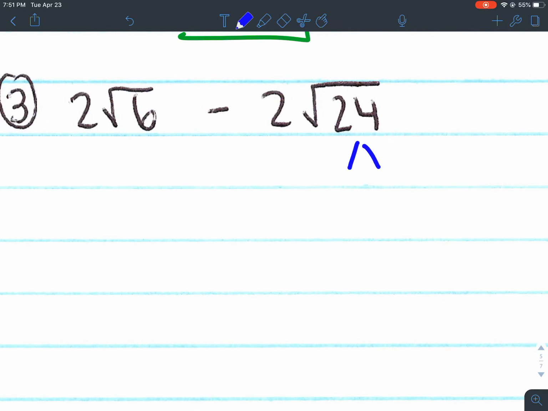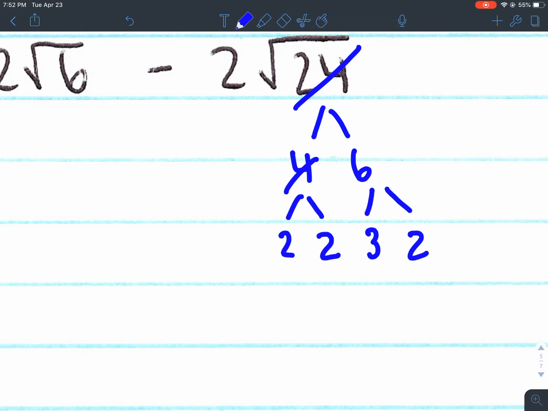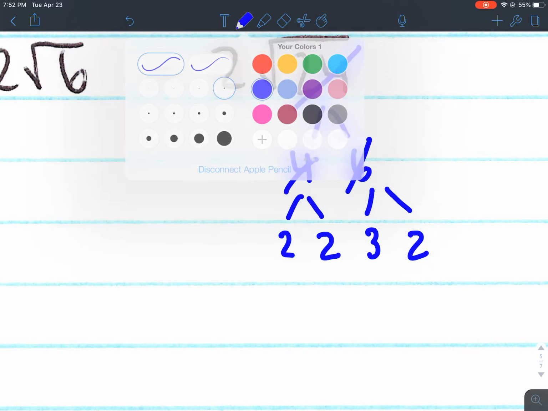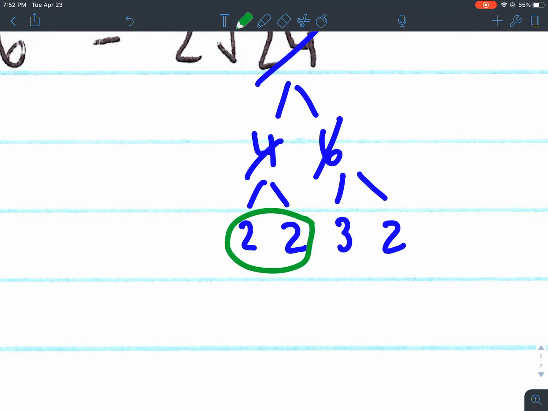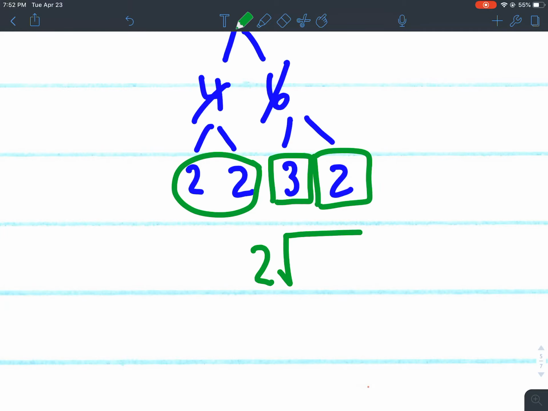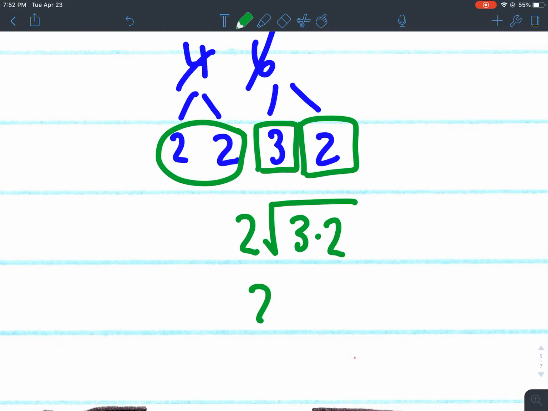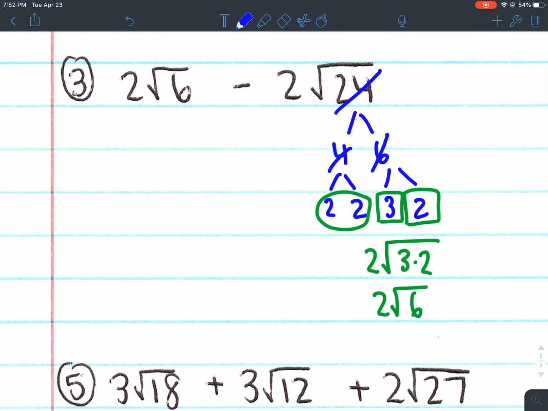Now I'm going to pick, let's pick 4 and 6. When I pick 4 and 6, I have 2 and 2, and 3 and 2. Let's pick 3. Okay, so these go in a pair together, and these are the leftover children in my house, okay? So that would give me 2 square root of 3 times 2, because I have 1 car, or 2 square root of 6. I'm going to go ahead and simplify that over here.